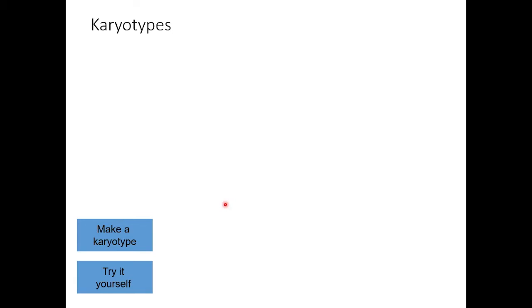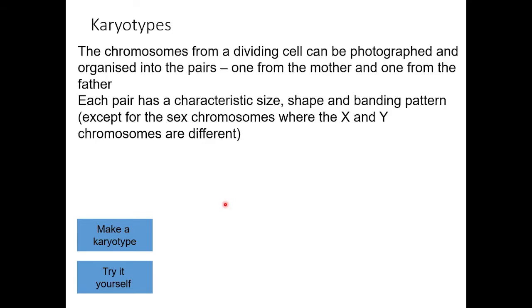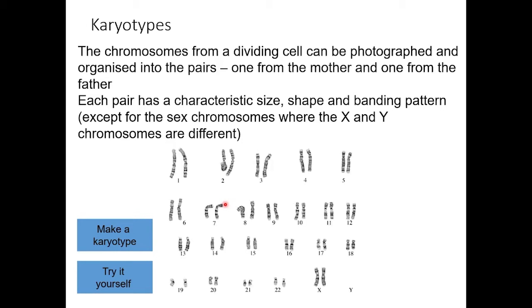Karyotypes. To make a karyotype, the chromosomes from a dividing cell can be photographed and organized into pairs, one from the mother and one from the father. Each pair has a characteristic size, shape, and banding pattern, except for the sex chromosomes, where the X and Y chromosomes are different. These are different types of chromosomes.